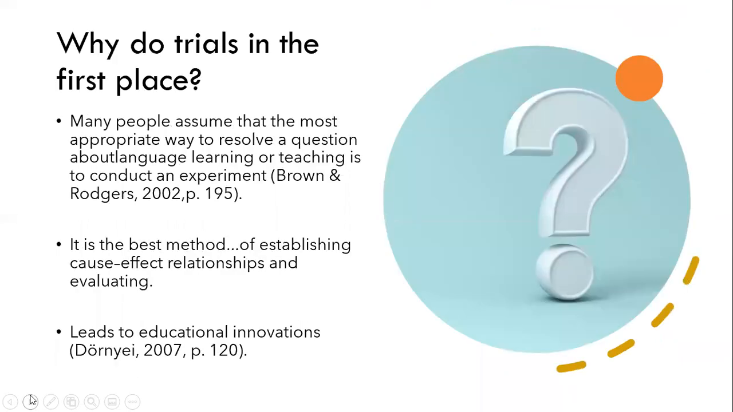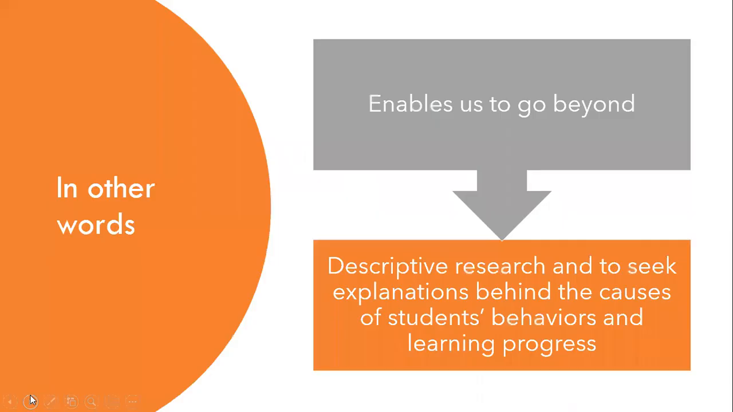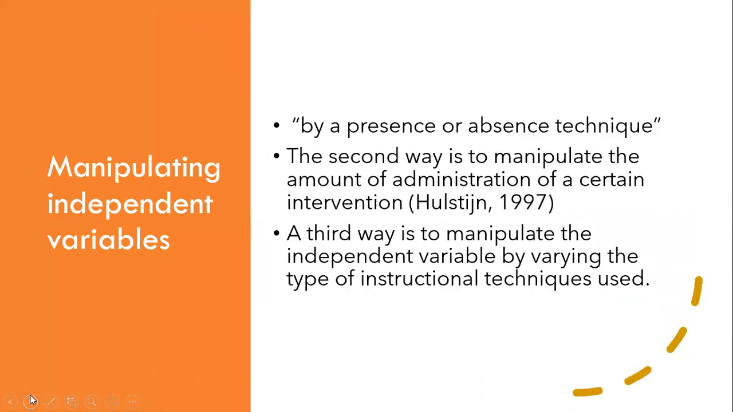So why do we do trials in the first place? It's kind of hard to even imagine ourselves stepping into the shoes of maybe scientists experimenting in a lab, but it is mentioned that it's actually the best method of establishing a cause and effect relationship, to see what works, to see what doesn't. And basically, it enables us to go beyond where we are in our classrooms and step into descriptive research and seek explanations for things that are happening to our own students.